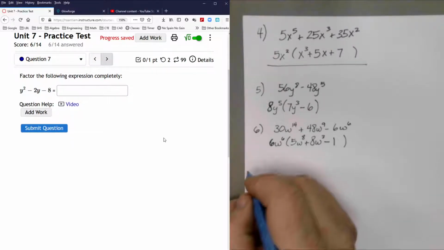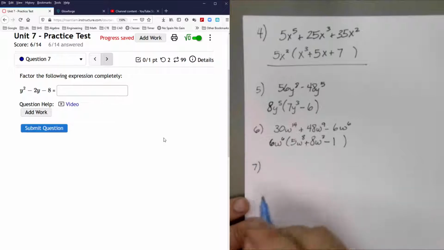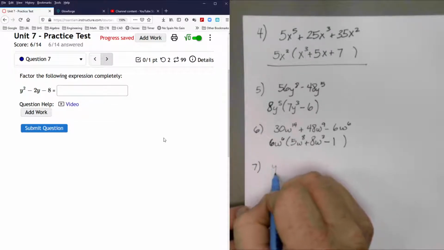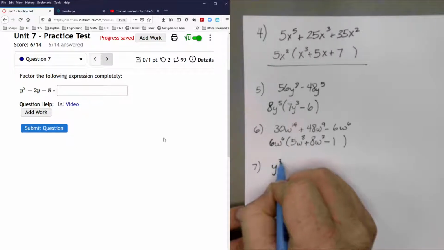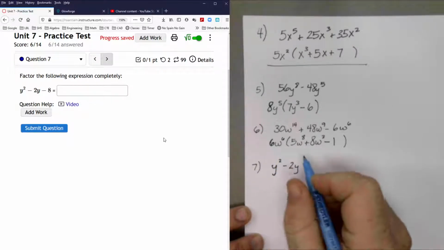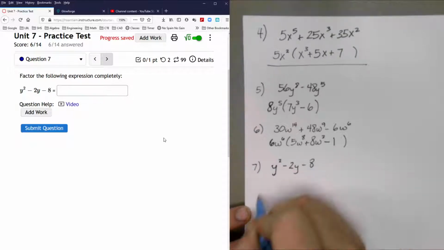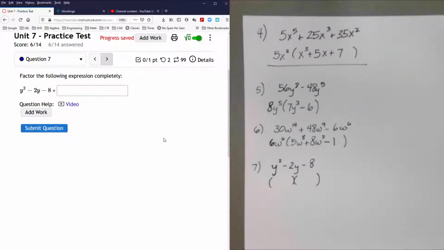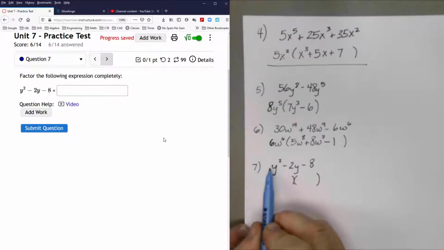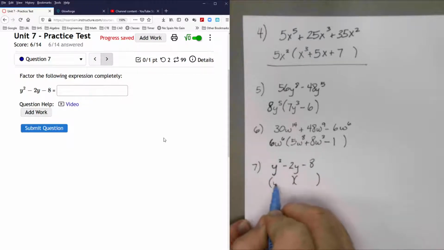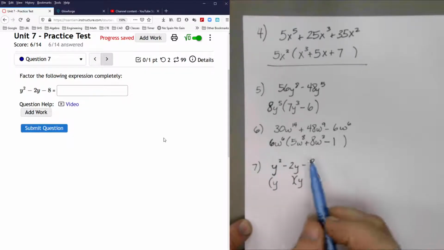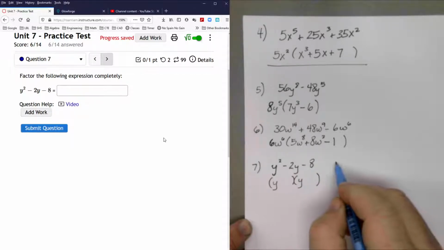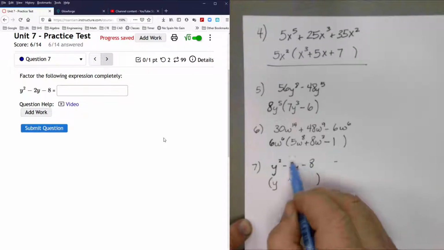Question number 7. So this is asking us to factor this completely. And I look at this, I see I've got a quadratic trinomial. And they're using y's instead of x's, but that's okay. When I have these quadratics, I'm going to try to factor them into something like that. And so I need to look at the factors of y squared. We have a 1 as the coefficient there, so it's just going to be y and y. And then for these numbers, I need to find the factors of -8 that multiply to give me -8 and that add up to give me -2.